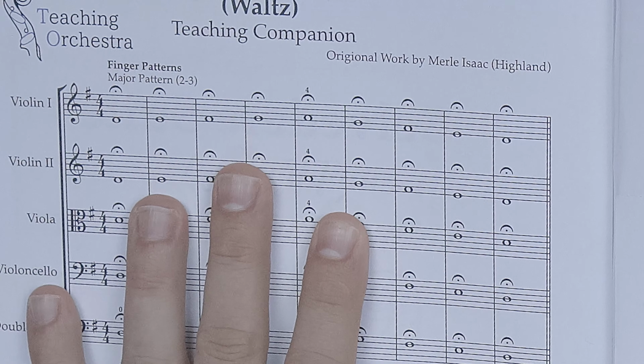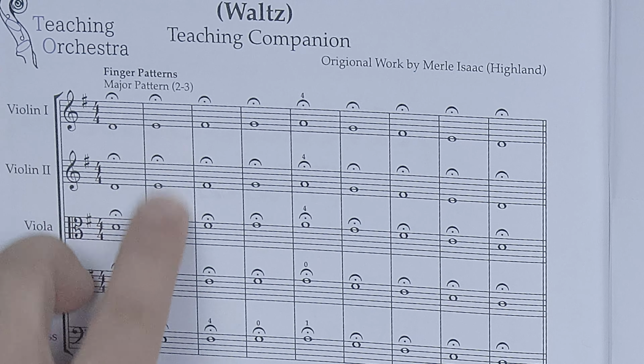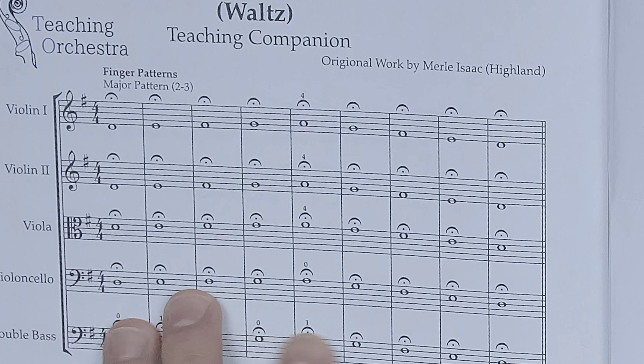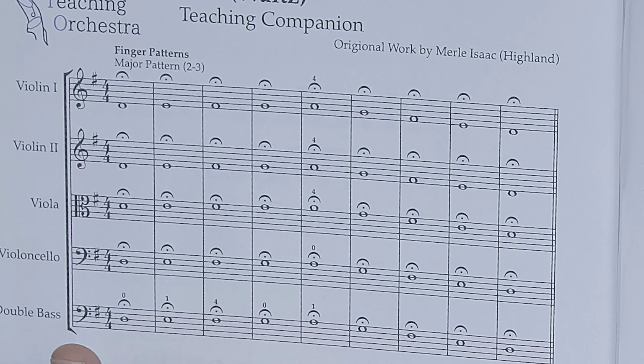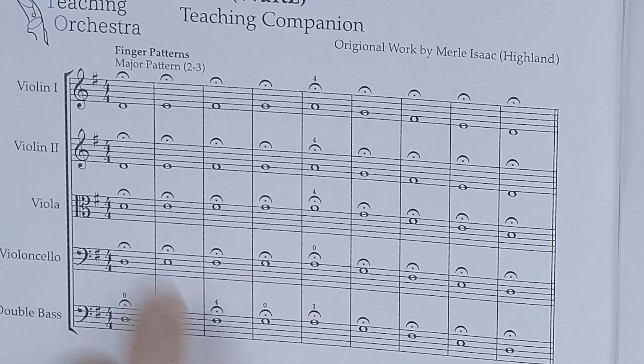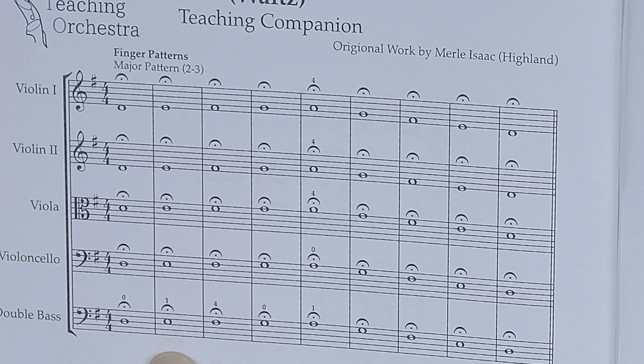So at the beginning of the teaching companion, we have finger patterns, and it's important that they get all of these notes in tune. If they can't get these notes in tune, they're not going to have a prayer of getting the 8th notes in tune, right? So you've got to tune each one of these notes and hold it out as long as you need to so that everybody's in tune before they move on to the next note.